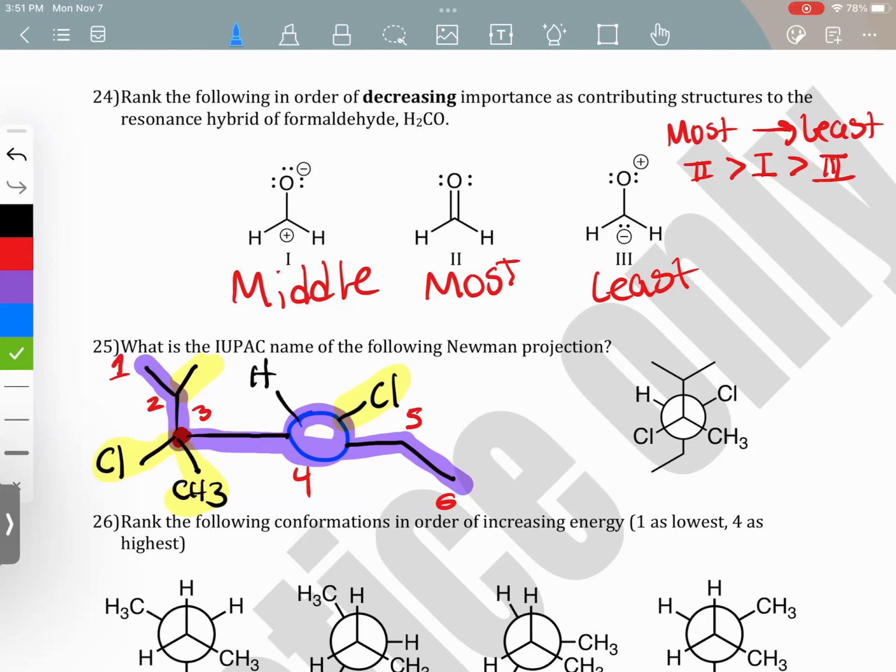What will we name first? 3,4-dichloro. Right, exactly. It begins with a C, so it comes first. 3,4-dichloro. All right, what's next?